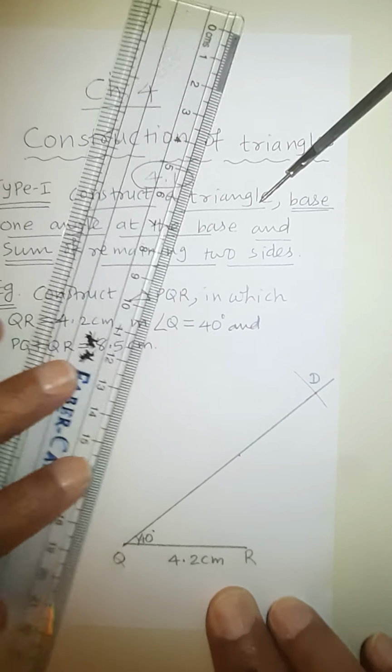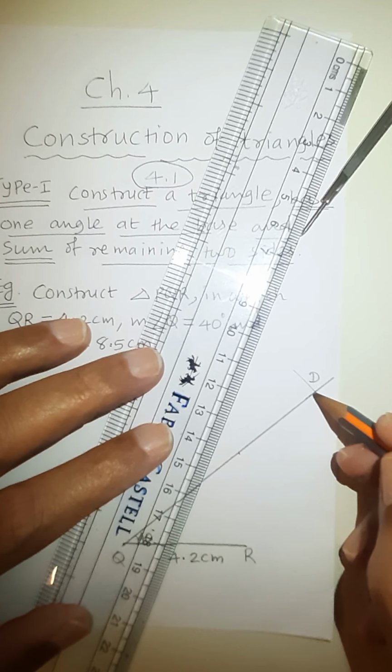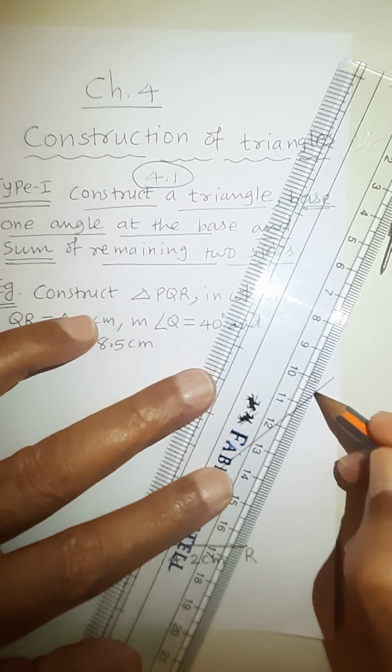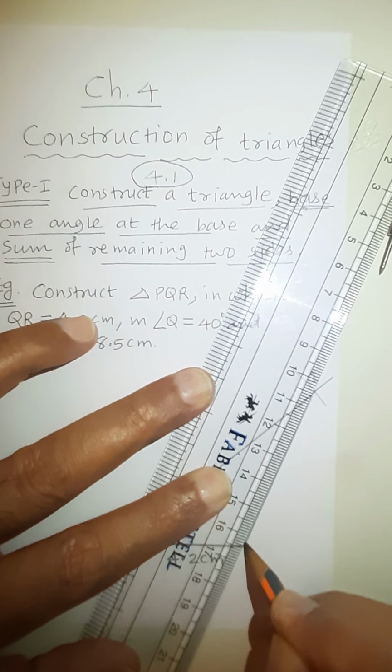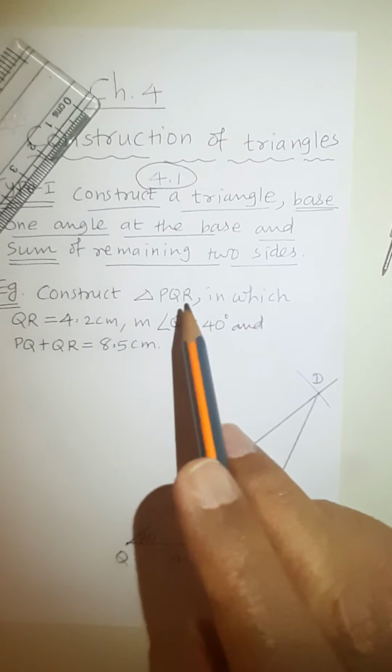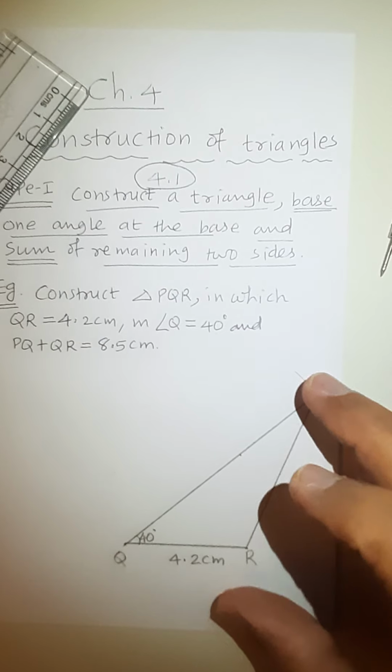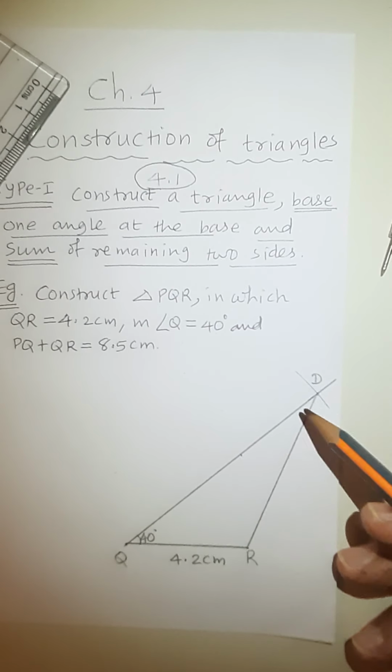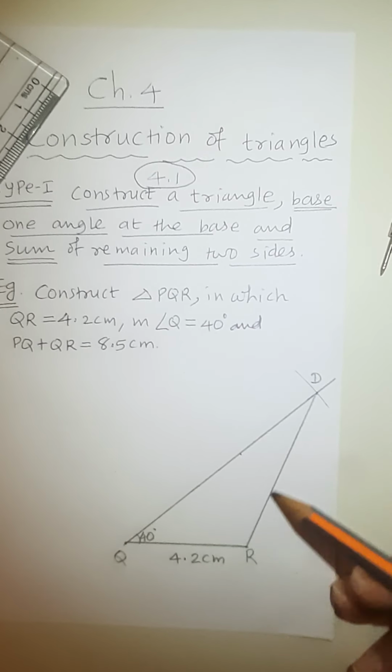Then I will connect this point D with point R. I have to draw this segment DR. Now this is not our triangle, we need triangle PQR. Now what is the next step? Next step is, I have to draw the perpendicular bisector of segment DR.